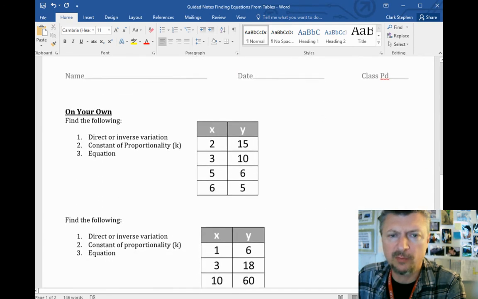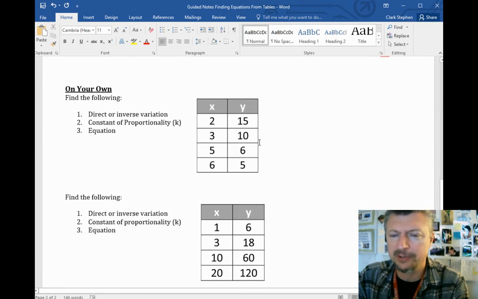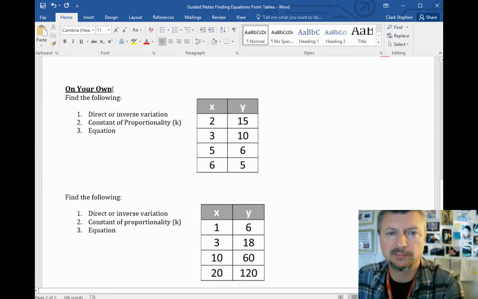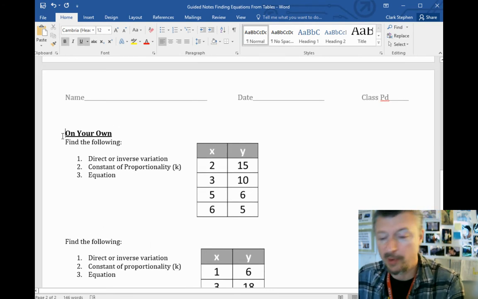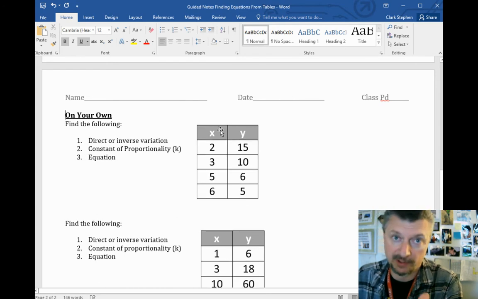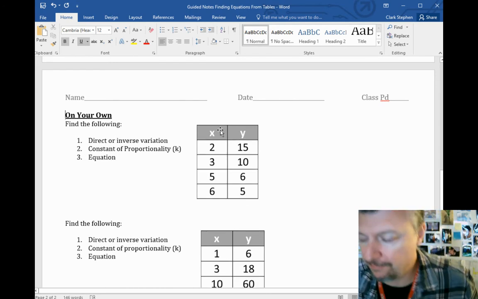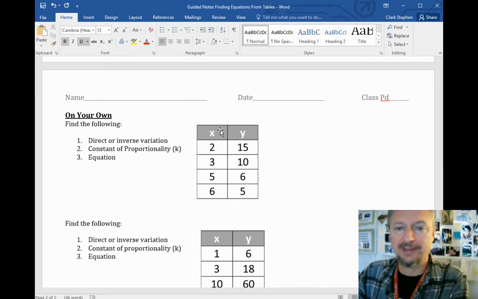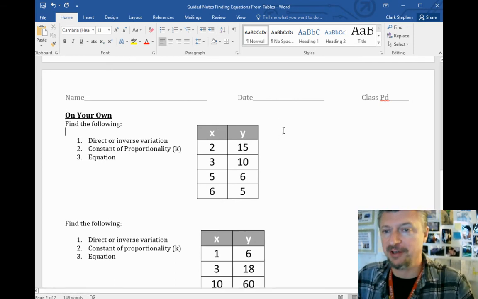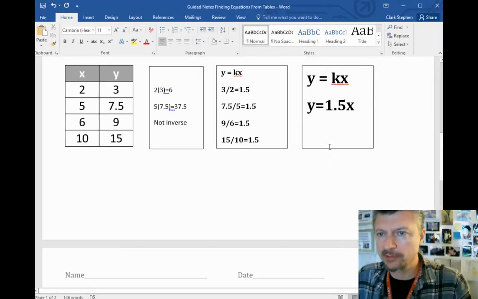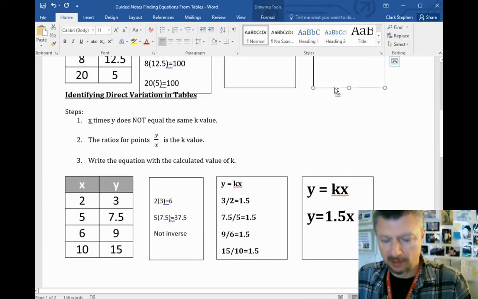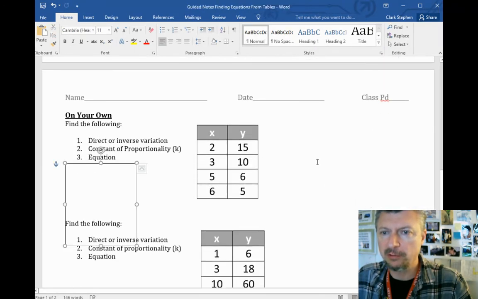Now we have a couple more. Now you don't know which one's which on here. One of these is inverse, one is direct. Let's find out what they are. So you might want to pause now and try this on your own. I'll keep going. So hopefully now that I'm going, you pause it and try it on your own. So I'm going to pop another window in here.